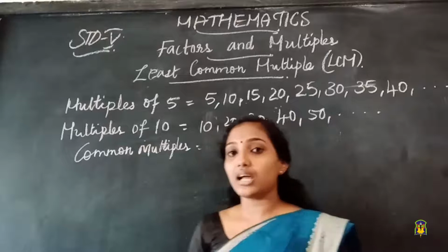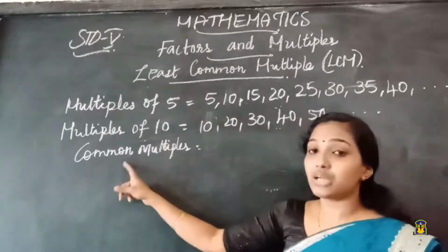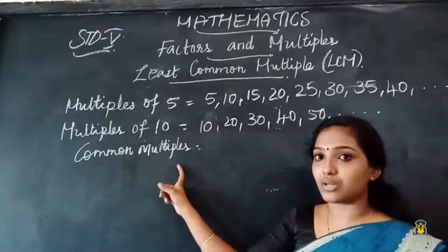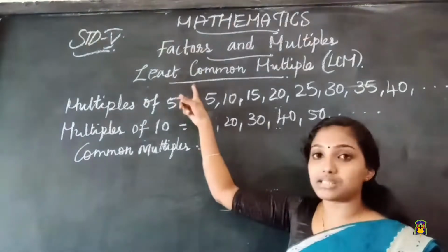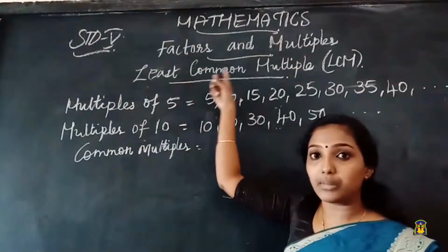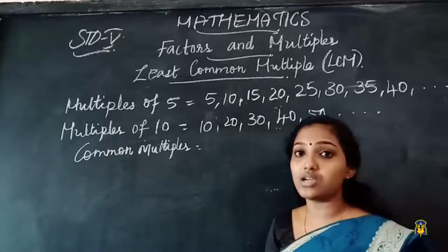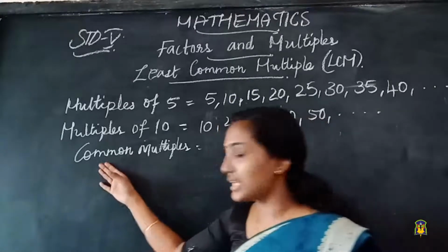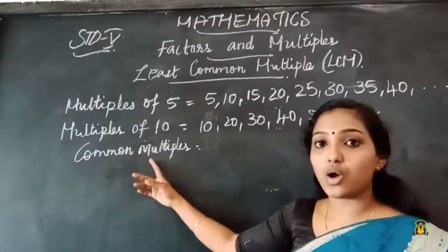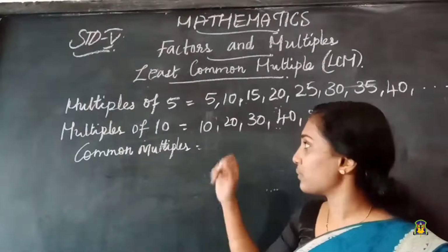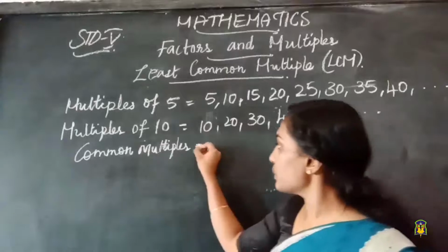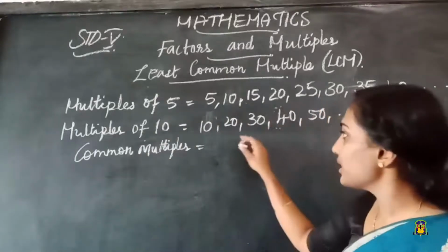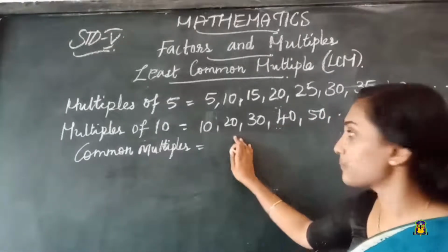Like this. And the next step is we have to find the common multiples, because what is our topic? It is the LCM, least common multiple. We have to find the common multiples of the given numbers, right? So next we are going to find out the common multiples of these 5 and 10. Which are the common multiples here? Look at the list of the multiples.